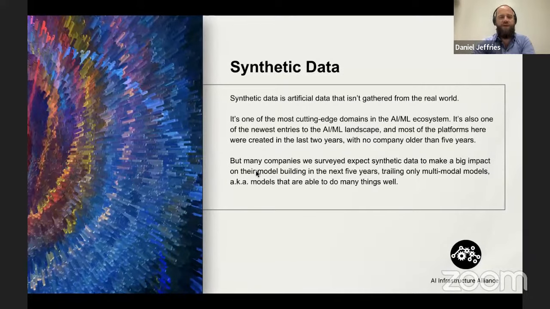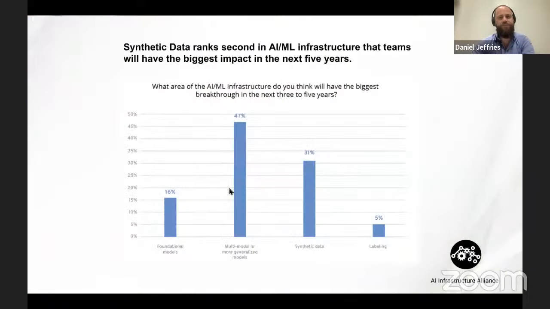Well, I think one of the last things we're covering here is synthetic data. This is artificial data. It's not gathered from the real world. It's one of the newest, and again, probably the most cutting edge domains in AI/ML. It's one where we basically are using machine learning to generate the data itself, which bypasses a lot of the other problems in terms of labeling, because you can generate cleanly labeled data at the same time that you're generating it. Synthetic data is ranked as second in the things that I think are going to have the biggest impact in the years ahead.